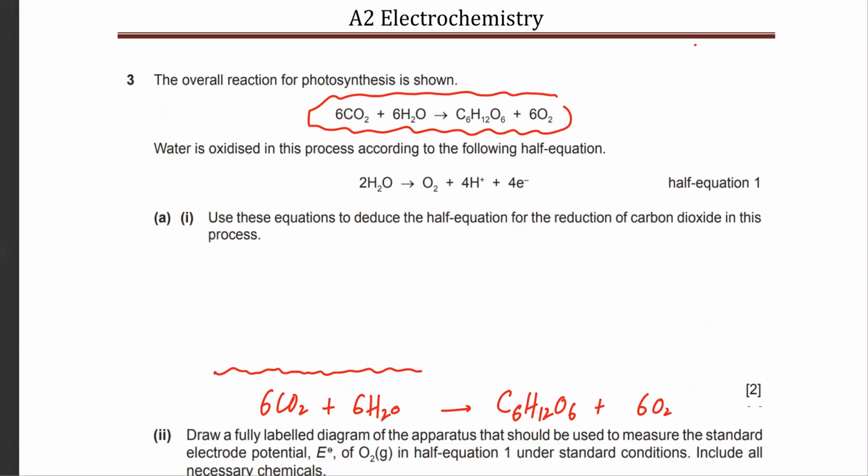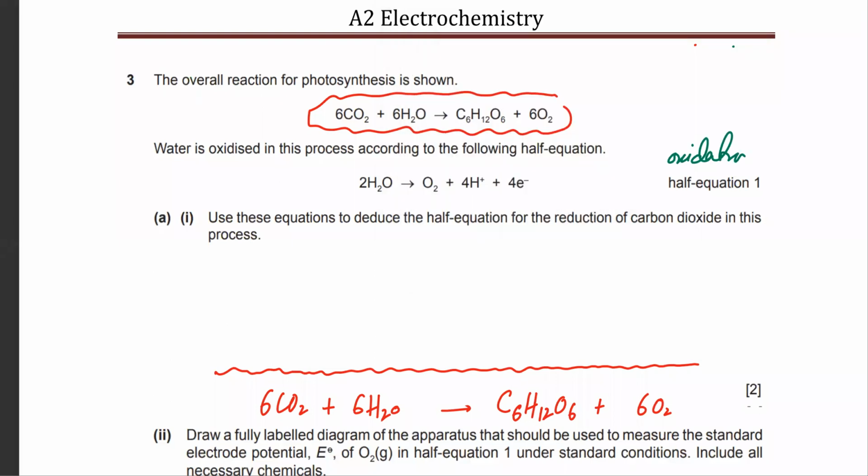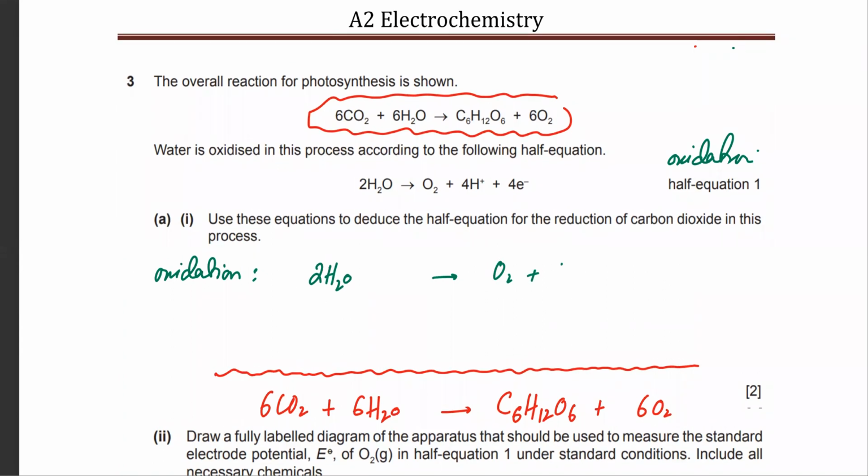This reaction was made up of 2 half reactions, and he's given one of the half equations. This is my oxidation equation, because electrons are being produced over here. I just want to figure out my reduction equation. The oxidation equation is given: 2 water molecules turn into O2 plus 4H+ plus 4 electrons. So that part is known.